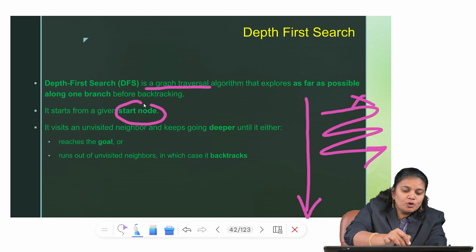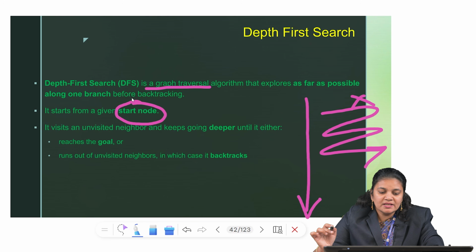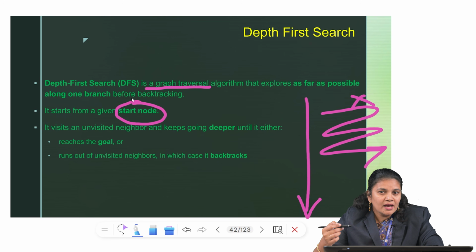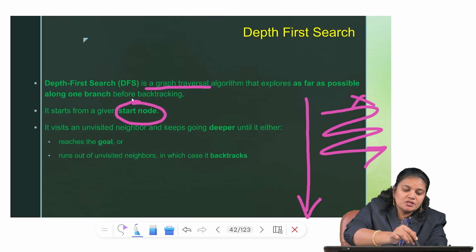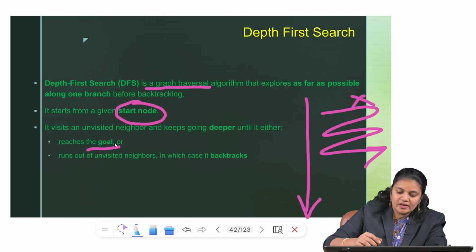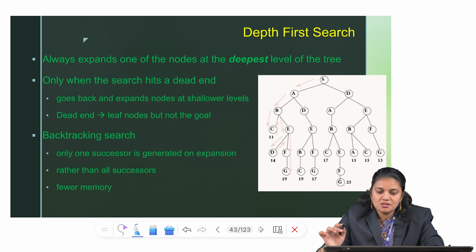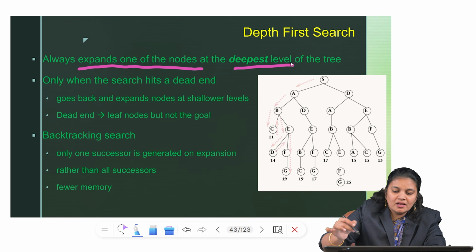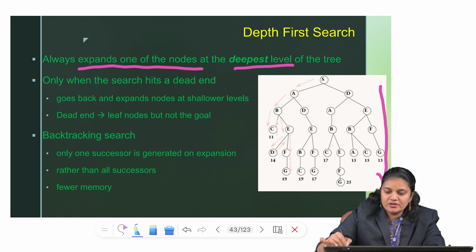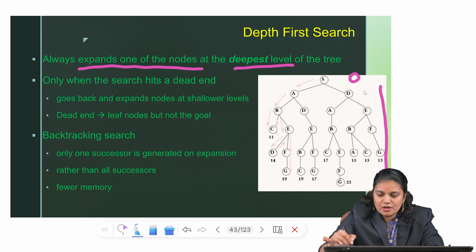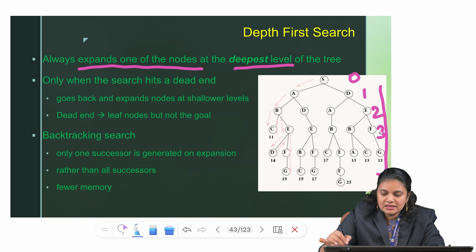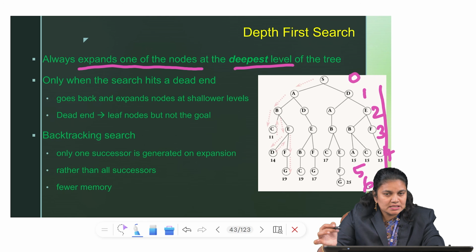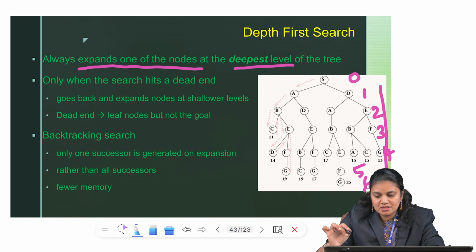So we have a start node. From the start node, we will find the unvisited neighbor in depth order until we reach the goal. When we reach the goal, we can stop. So how does this work? It always expands one of the nodes in the deepest level. So this is the depth of the tree. We can tell that this is level 0, level 1, level 2, level 3, level 4, level 5 and level 6. The total depth of the tree is 6. So maximum we will try to find the element which is in the deepest nodes.